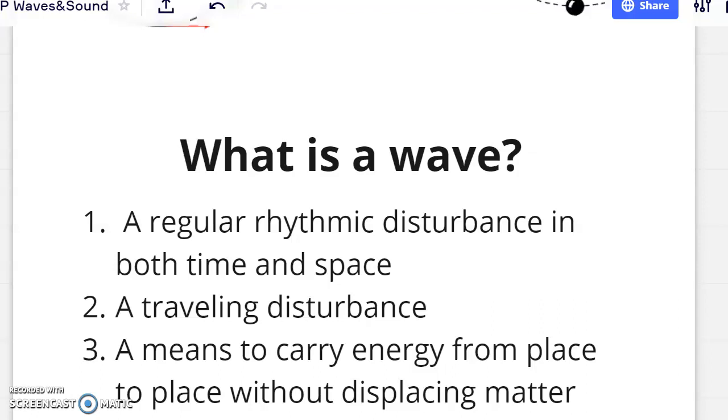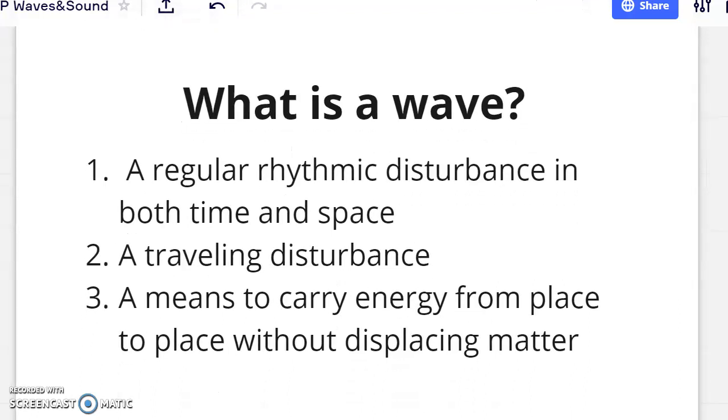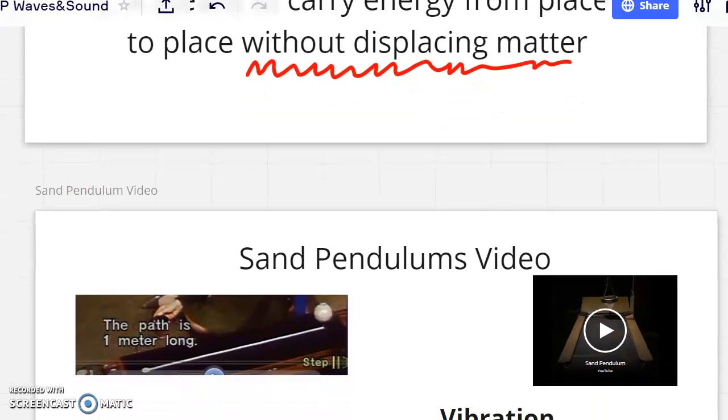Now, here's a really key point. Energy is carried from one place to another, but without displacing matter. I'm going to talk in a second about how you get energy from one place to another with displacing matter, but a wave is important because it's without displacing matter, and that's a crucial difference. I'll talk about that more in just a second.